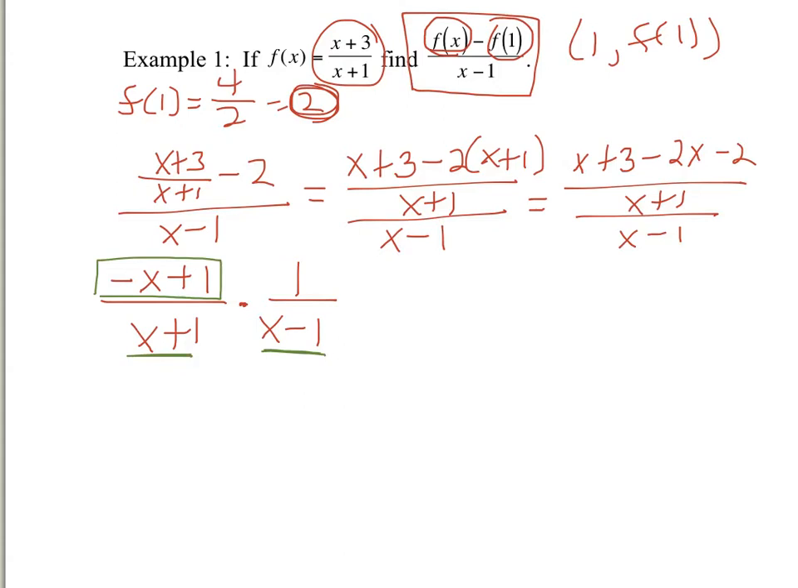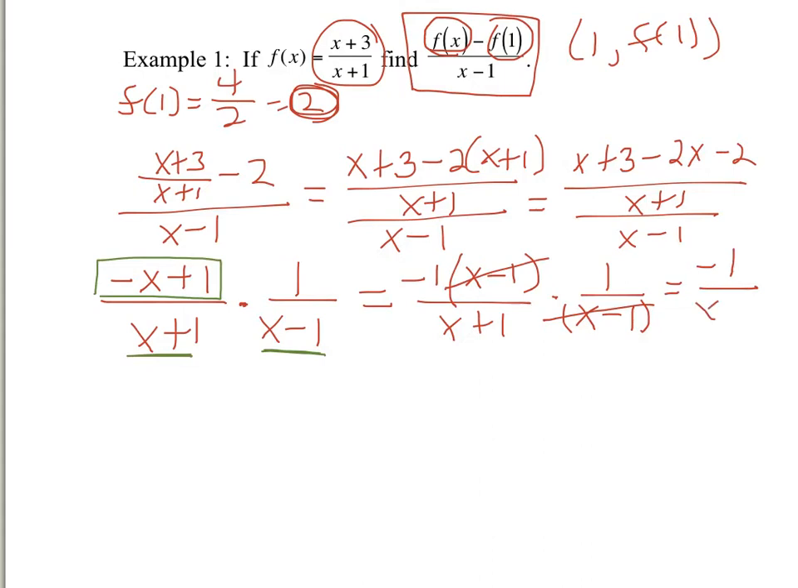Well, I recognize that in the first fraction, I can factor out a negative 1. And if I factor out a negative 1, it becomes x minus 1. And now it is the same as the second denominator. Since this is now the same as one of the factors of the numerator, I can reduce, getting me an equation of negative 1 over x plus 1.